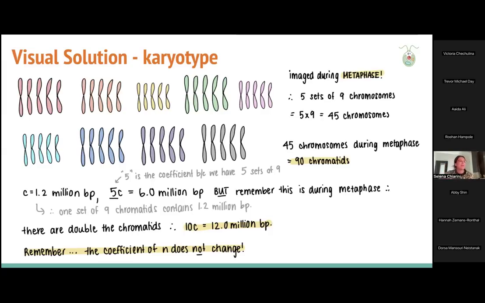Second statement said karyotype analysis would have been right before cytokinesis. We know that's false. It happens at metaphase. You still have to go through anaphase, telophase before you get to cytokinesis.